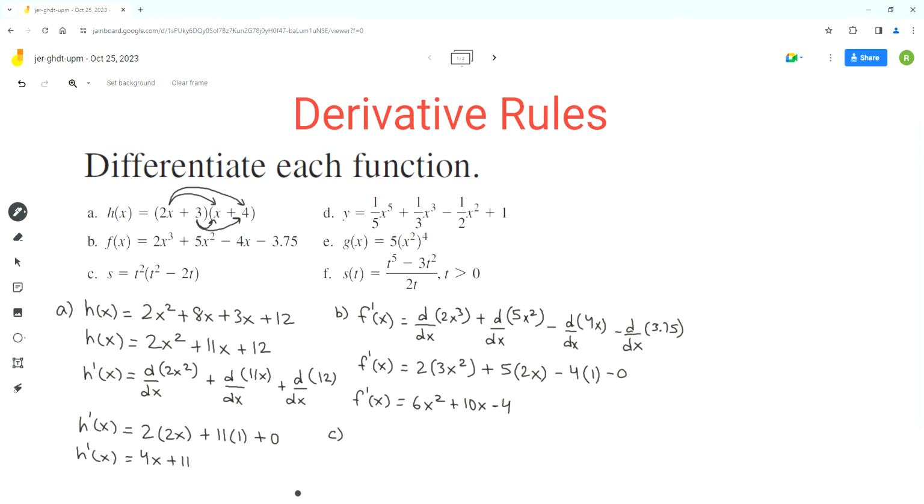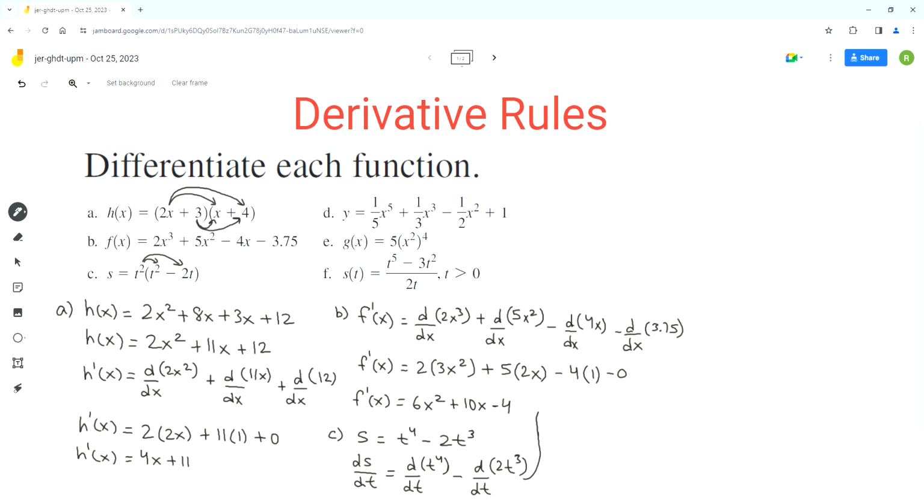In part C, we are given another polynomial function, but this one is in factored form. So the first step is to distribute the t squared into the parentheses. So we can rewrite the function as s equals t to the power 4 minus 2t cubed. Now we can find the derivative of this function, so we can use the Leibniz notation. So we can write ds over dt equals, first the derivative of t to the power 4 over dt, then minus the derivative of 2t cubed, the second term in this expression, over dt.